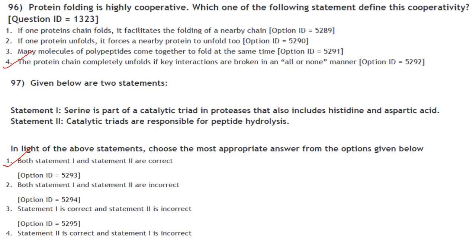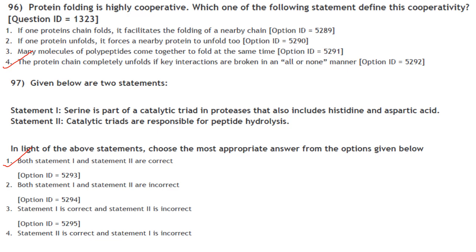Then at the curve's midpoint, half of the population is folded and half is unfolded. And the population of partially folded intermediates is not at all present, or it is very, very negligible. So all or none means proteins are either folded or unfolded with negligible population of partially folded intermediates. So the answer here is option 4, that is the protein chain completely unfolds if key interactions are broken in an all or none manner.